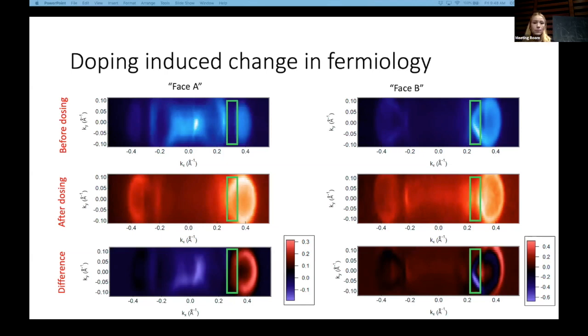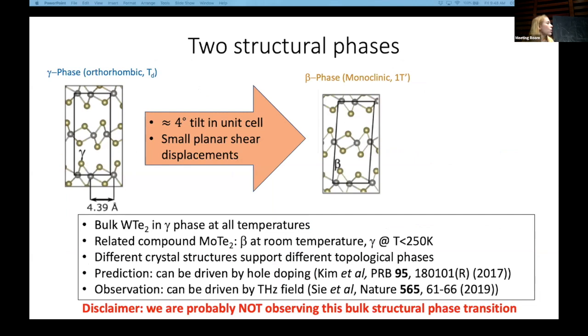Okay, so to guide how we think about this observation, let me say a little bit about crystal structure. So tungsten ditelluride is always in the same structural phase at all temperatures, and it's called the gamma phase, also called the TD phase.